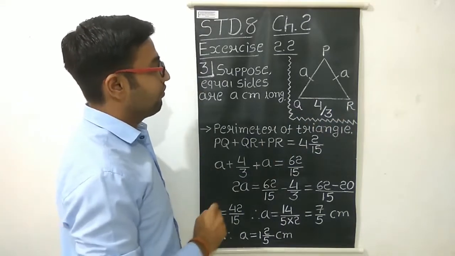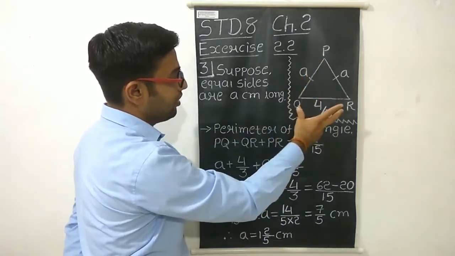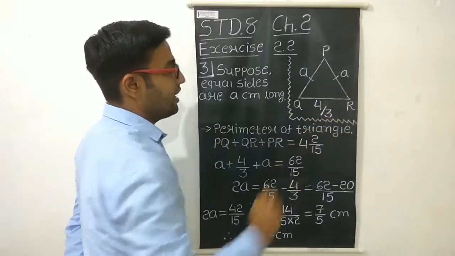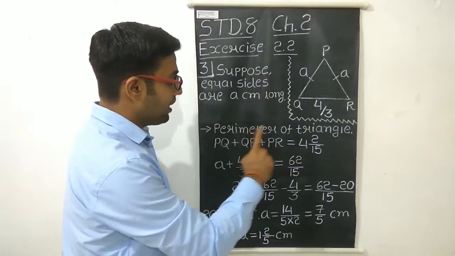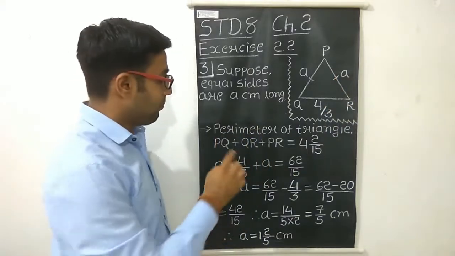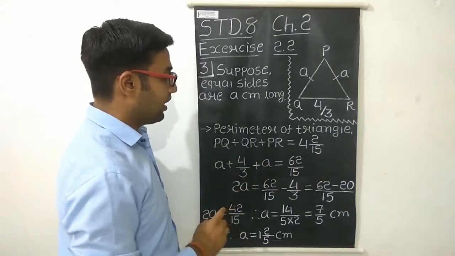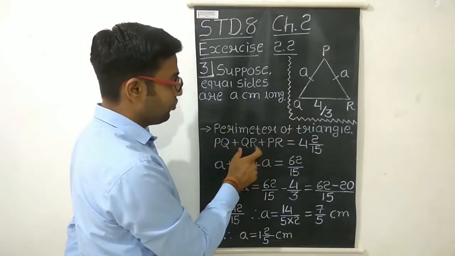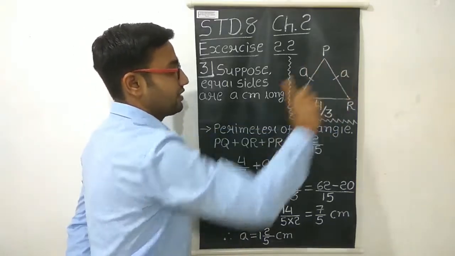Okay, so now we have a triangle PQR. Side PQ is a centimeter, QR is 4 by 3 centimeter and PR is a centimeter. One more thing we have been given in the question is the perimeter of the triangle. So we can write down the perimeter of this triangle as PQ plus QR plus PR, the sum of all the sides.